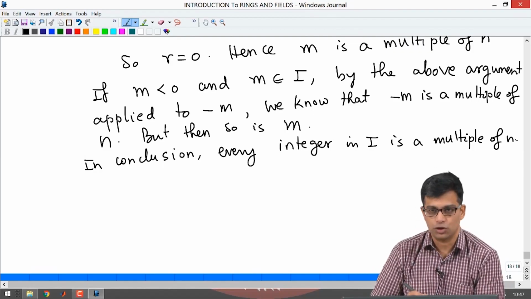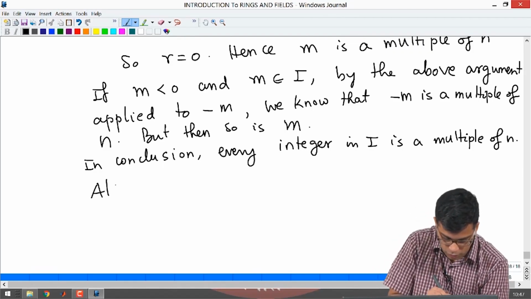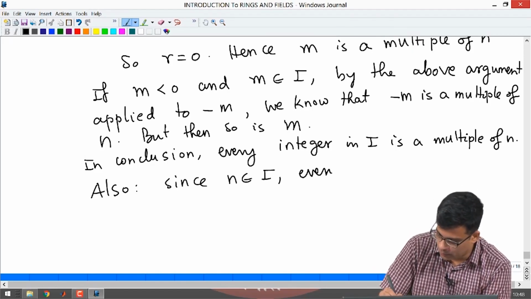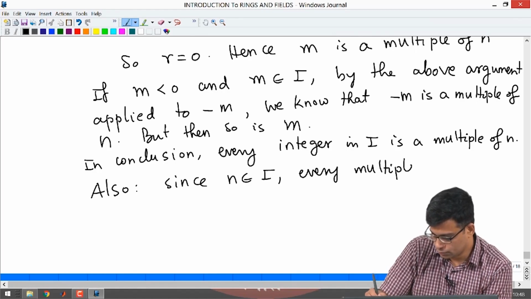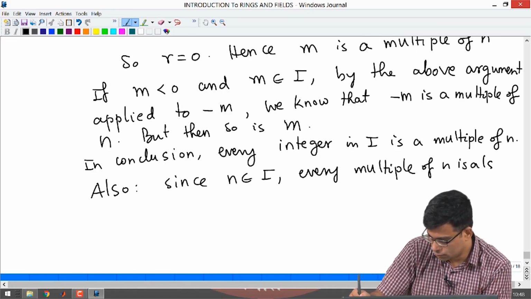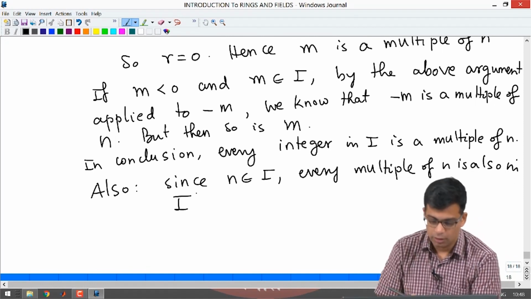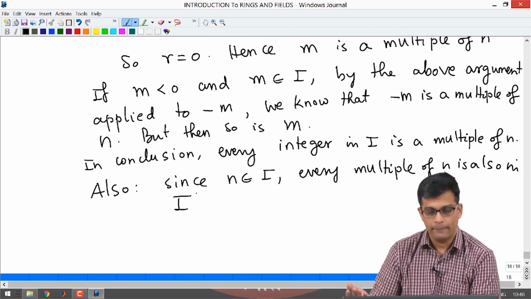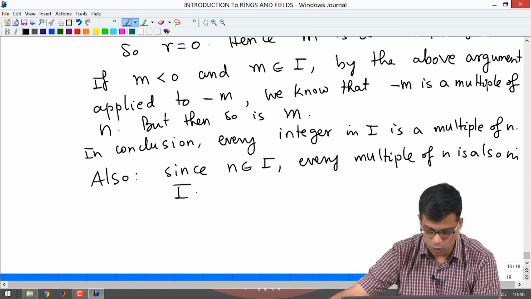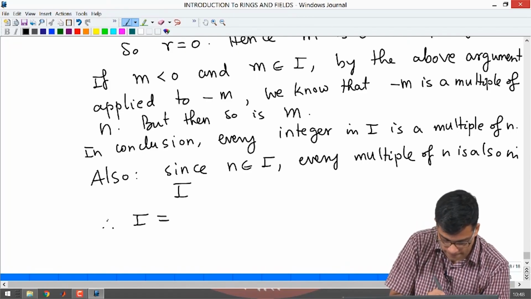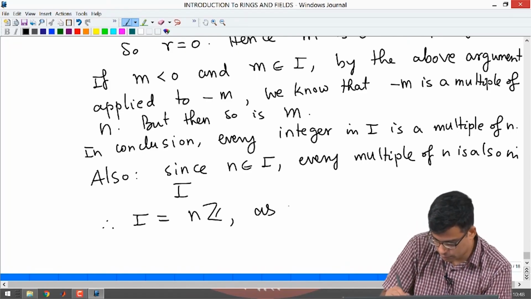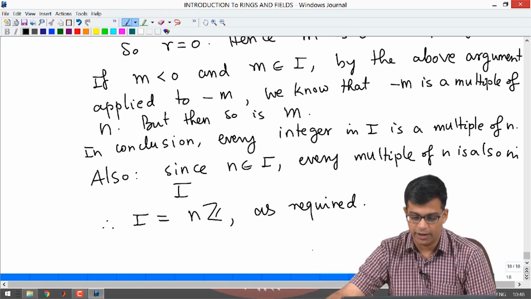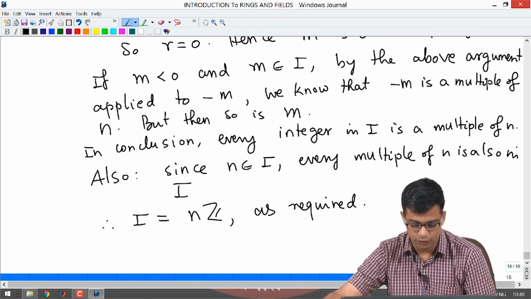and we also need to show that, since n is there in I, every multiple of n is also in I. Right, because I is an ideal, if n is there, 2 times n is there, 3 times n is there, minus n is there, minus 2 times n is there. So, I is exactly equal to nZ as required. So, this is a very beautiful argument which shows that every ideal in Z is of the form nZ.